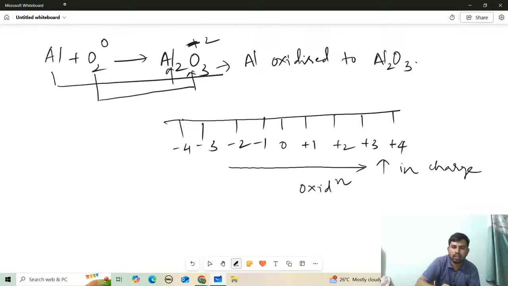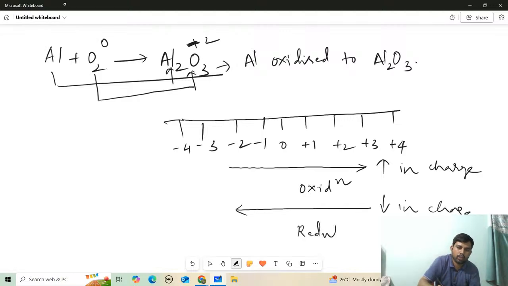So similarly, if I am moving from right to left, we can say this is decreasing in charge. So I can say this is a reduction process. Let's remember, here zero charge is there. Oxygen before the reaction has a zero charge. Now we got minus 2, so it goes from 0 to minus 2. So which process is oxygen undergoing?